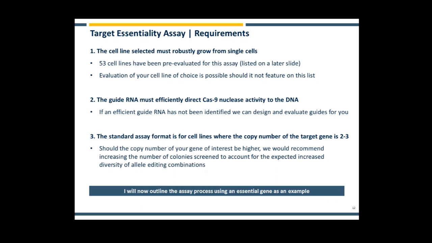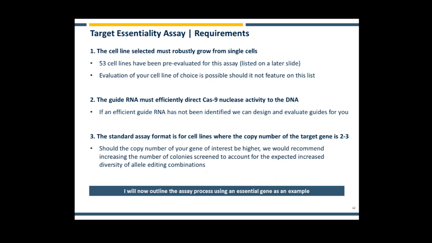We've designed this standard assay to be suitable for cell lines where the copy number of your gene of interest is about 2 or 3. However, if the copy number of your gene of interest is higher, then there are ways that we can overcome this. We would recommend increasing the number of colonies that we screen to account for the expected increased diversity of allele editing combinations.